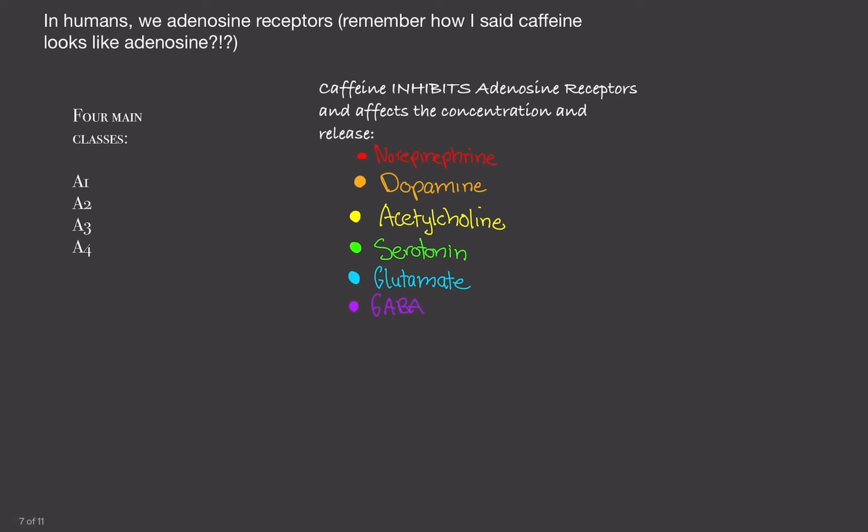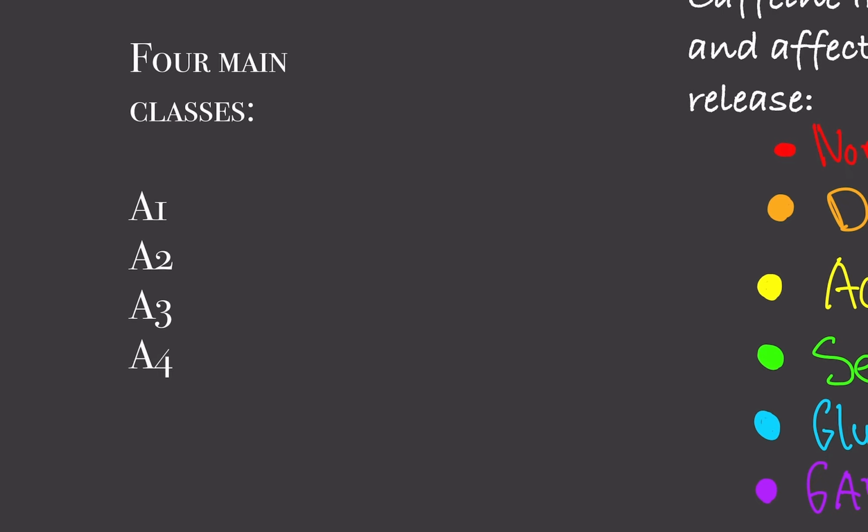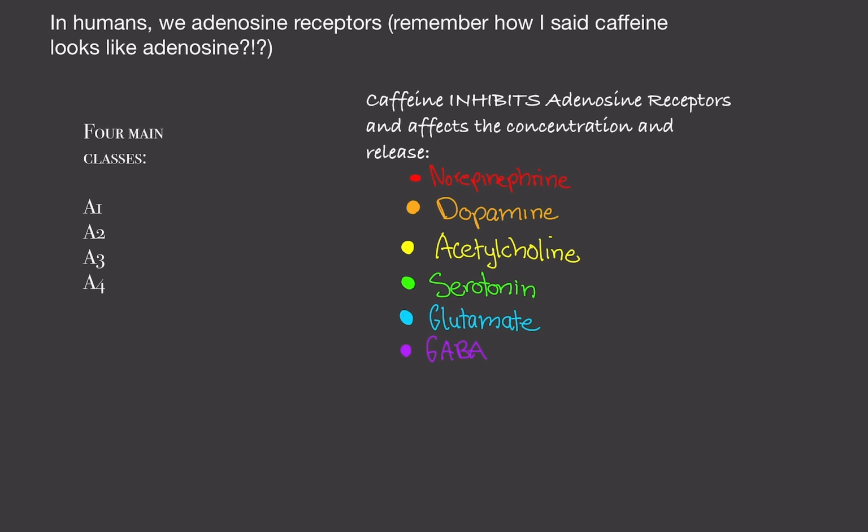So in humans, we have adenosine receptors. Remember how I said caffeine looks like adenosine? That's going to come into play right here. There are 4 main classes: adenosine type 1, type 2, type 3, and type 4. Caffeine inhibits adenosine receptors and affects the concentration and release of all these different types of hormones: norepinephrine, dopamine, acetylcholine, serotonin, glutamate, GABA.